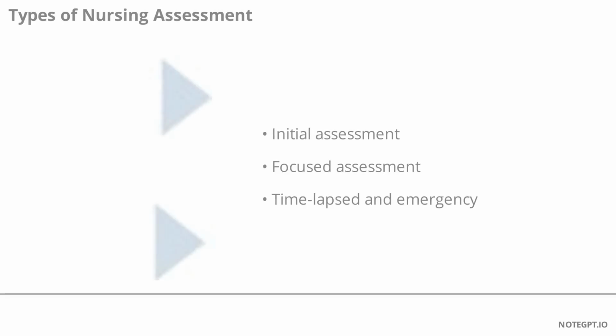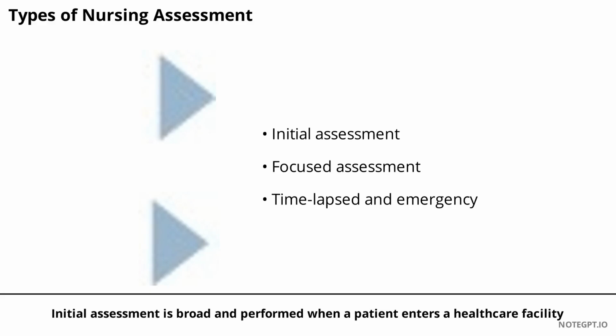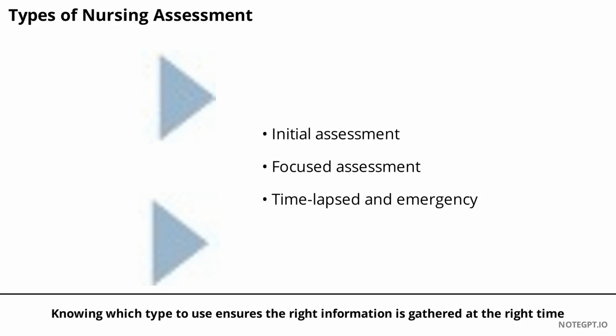There are 4 main types of nursing assessment: initial, focused, time-lapsed, and emergency. Initial assessment is broad and performed when a patient enters a healthcare facility. Focused assessment zeroes in on specific problems identified earlier. Time-lapsed assessment compares current status to baseline data after a period of time. Emergency assessment is rapid and targets life-threatening situations. Knowing which type to use ensures the right information is gathered at the right time.